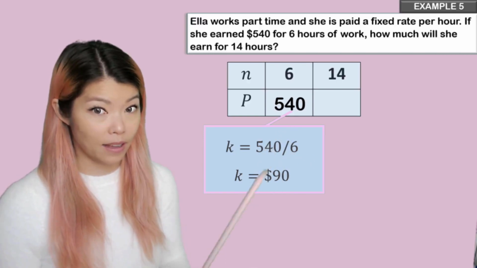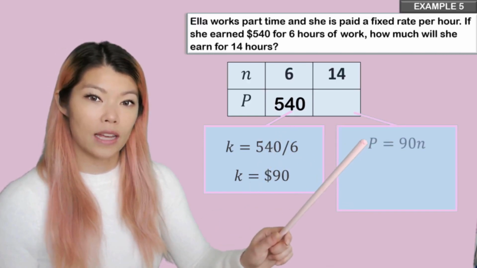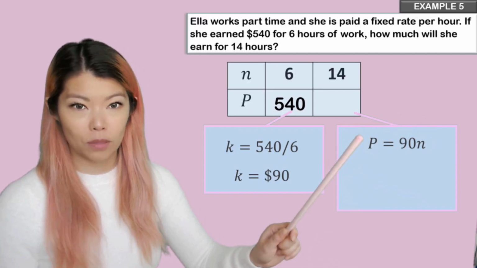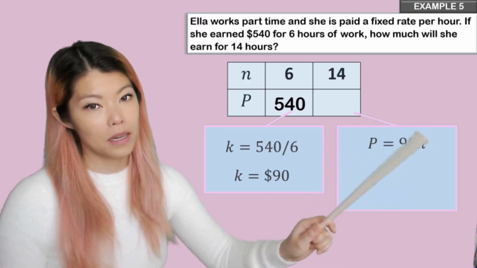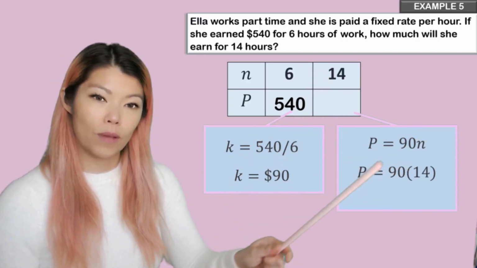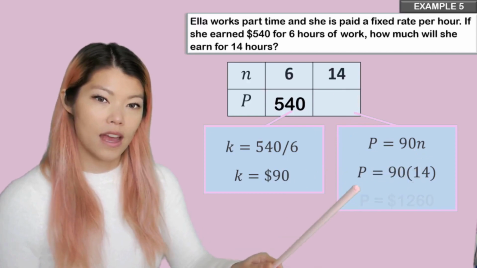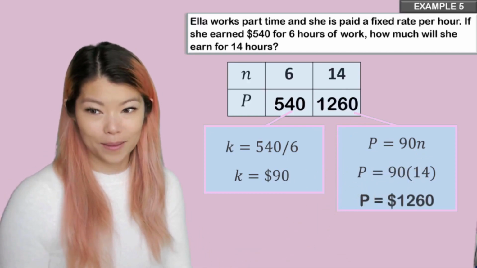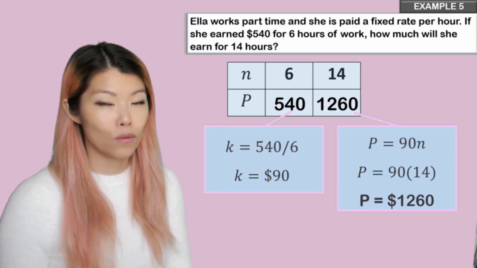Remember, y over x. So now we can write the equation as P is equal to 90 times N, and that makes sense. She gets paid $90 times the number of hours she worked. So for 14 hours, we'll just have to plug in N is 14, and we obtain P is $1,260. So that's how much she gets paid for 14 hours.